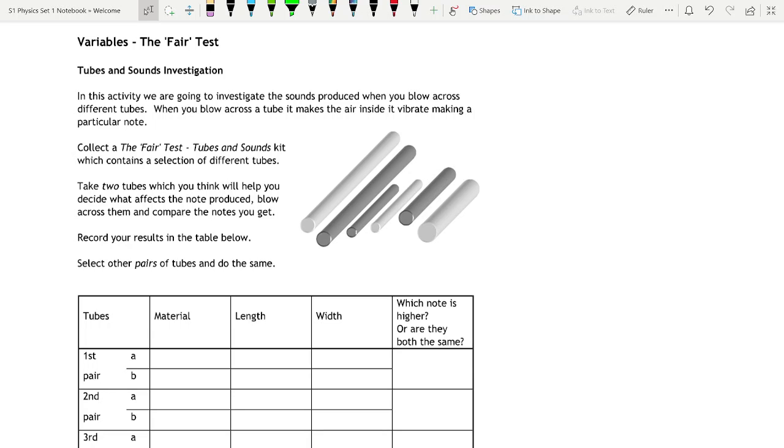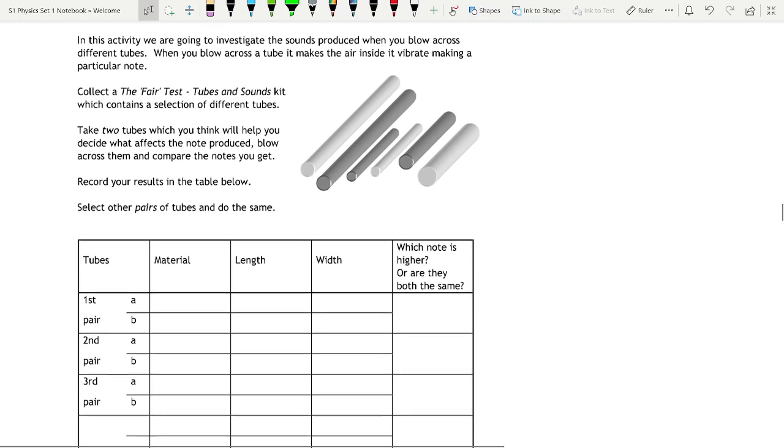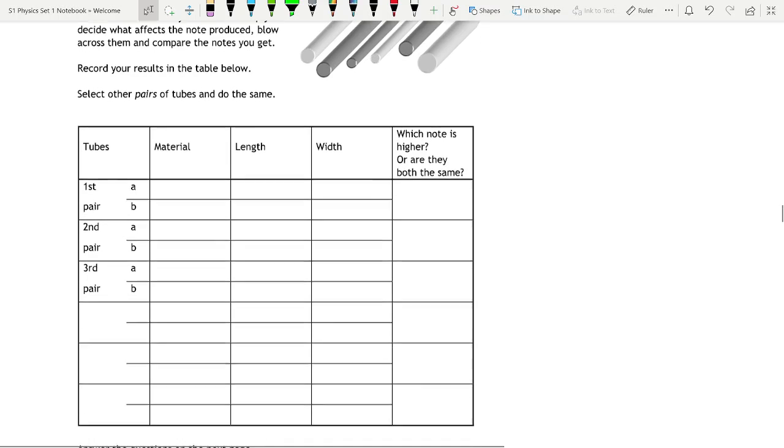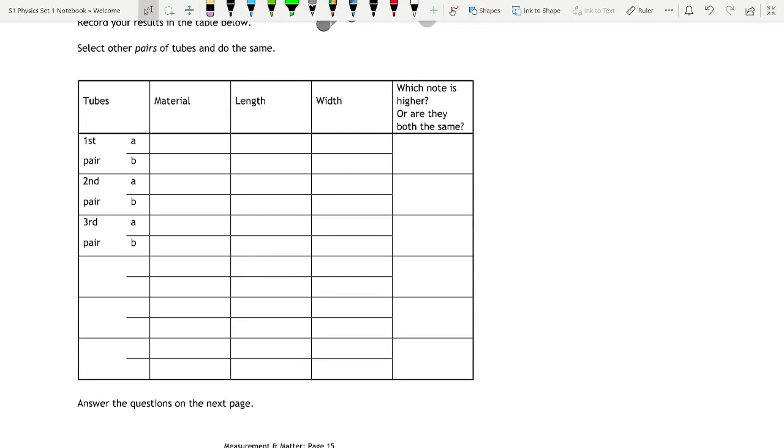So you're going to take 2 tubes and you're going to investigate one thing about them and how it affects the sound. So you might want to investigate how the length affects the sound. Okay, so if you wanted to investigate how the length affects the sound, you need to make sure everything else is the same.